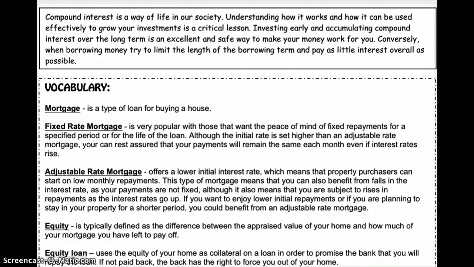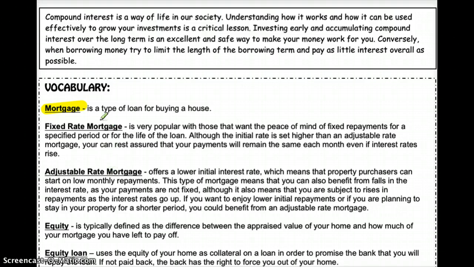First of all, let me grab a highlighter. A mortgage is simply a type of loan that's specifically for buying a house. So you might have heard your parents talking about the mortgage payment. That's just the monthly payment for the loan that they bought their house with.